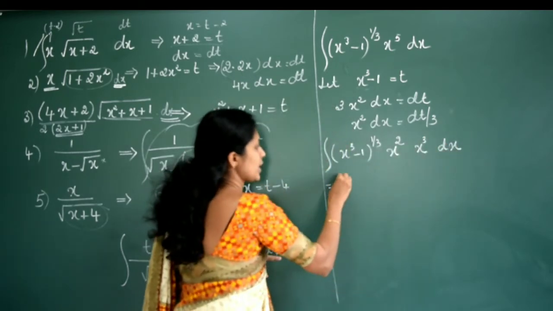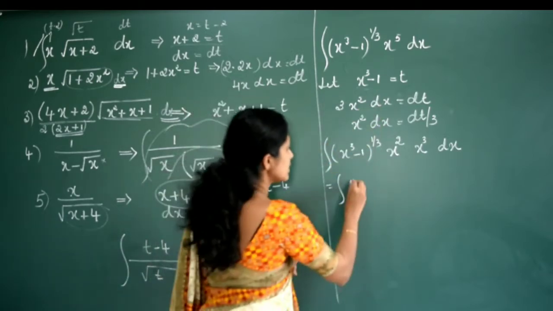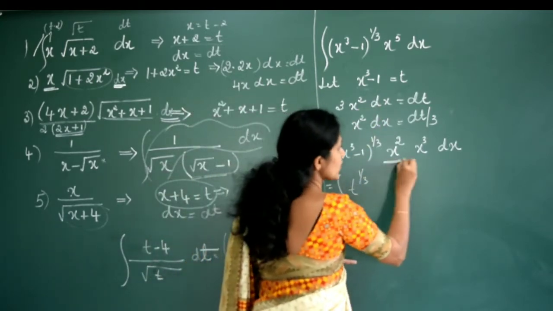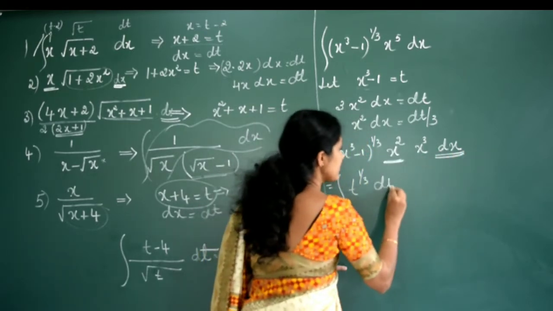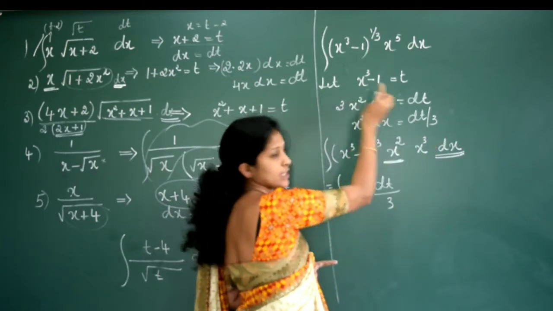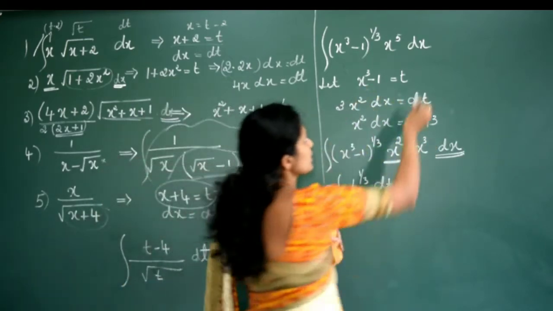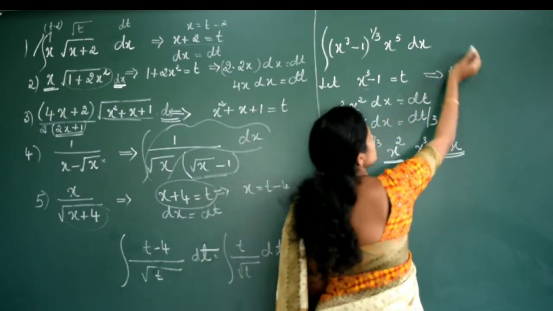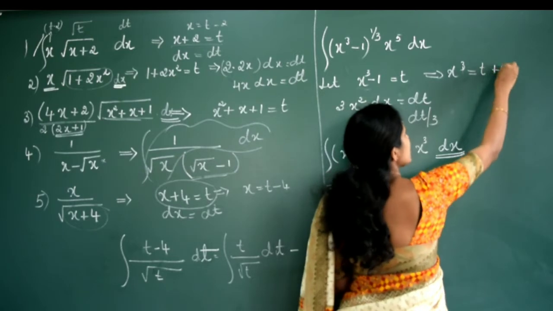Now this is equal to the integration of x cube minus 1. x cube minus 1 is t to the power 1 by 3, and x square dx is equal to dt divided by 3. What is the value of x cube? Everything should be in t form, so x cube is equal to t plus 1.